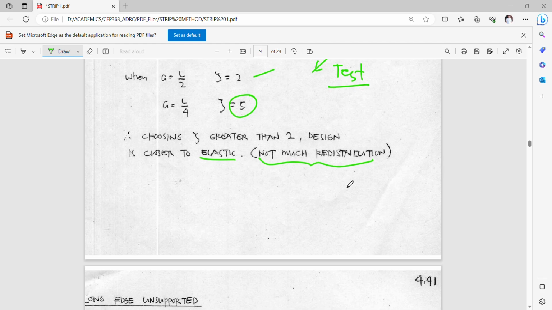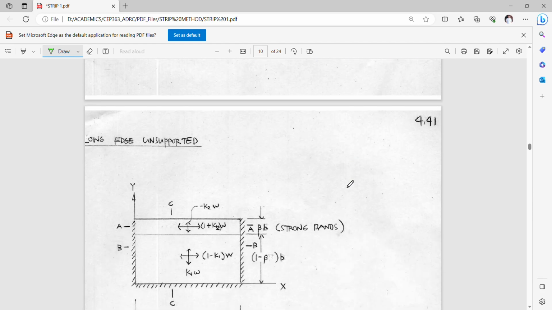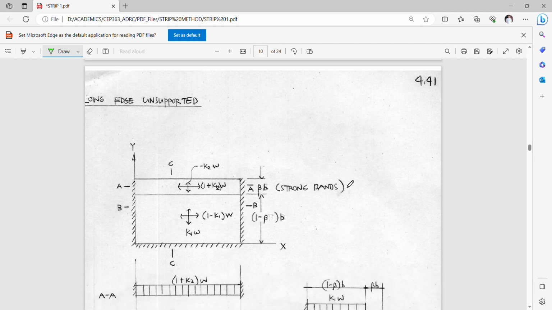So that's all about the fixed edges. Next video, I will be discussing those situations wherein one of the edges of a slab panel is unsupported, and we start from the long edge unsupported edges.